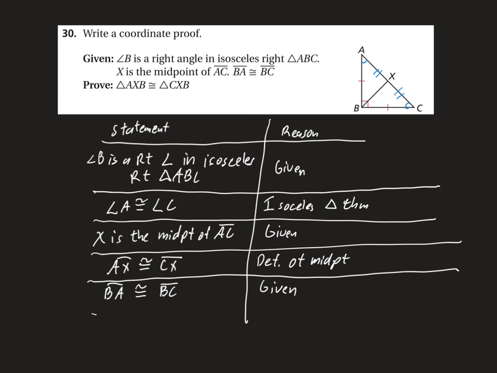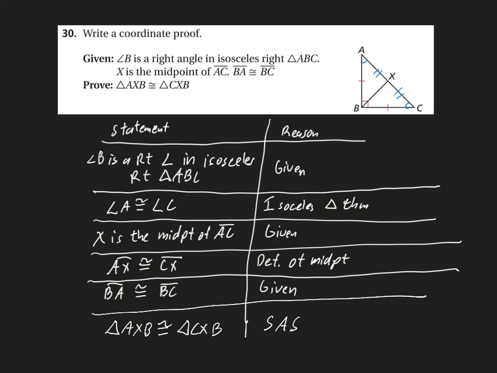Now we have all the pieces to show that triangle AXB is congruent to triangle CXB. And that's because of side, angle, side congruence.